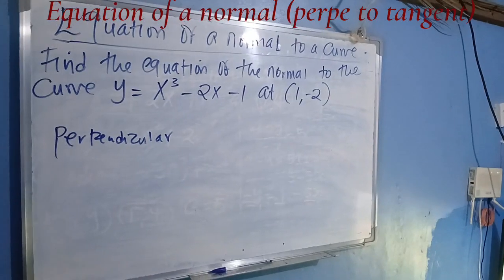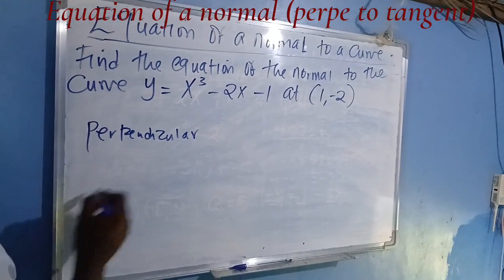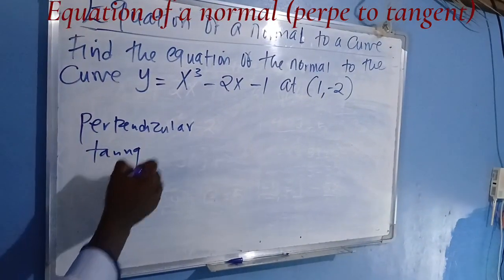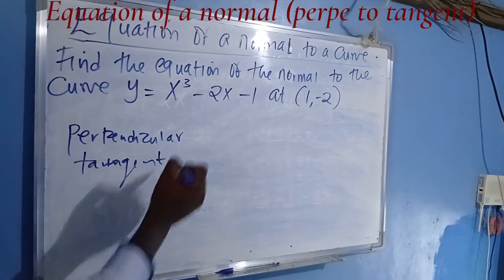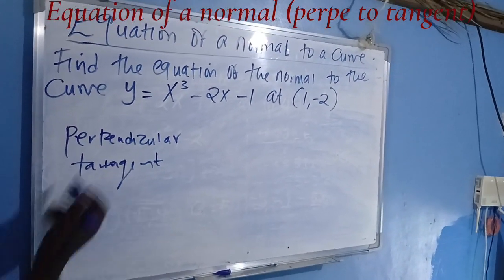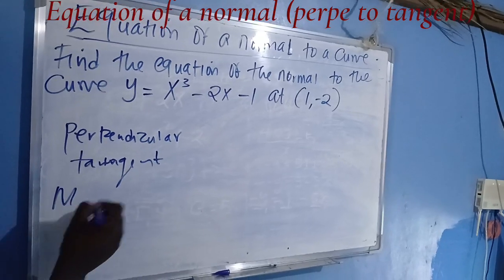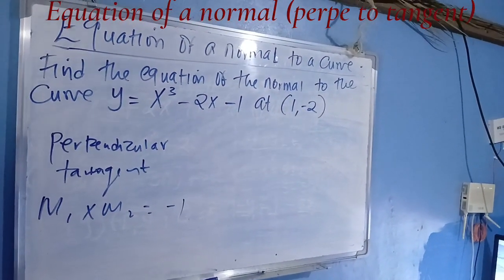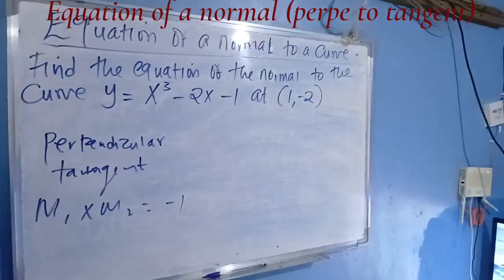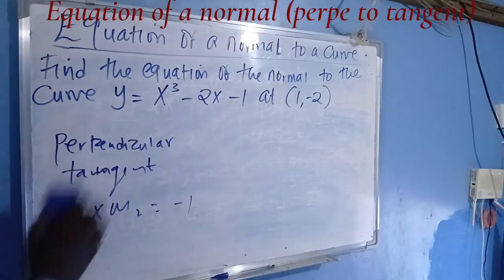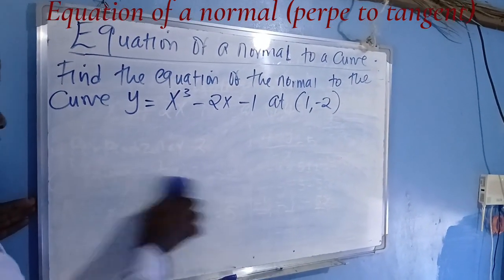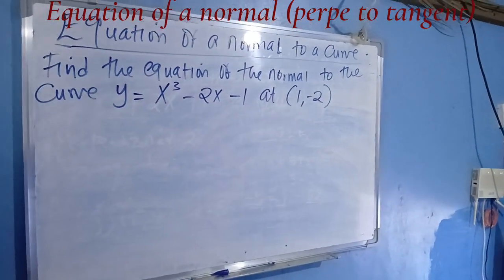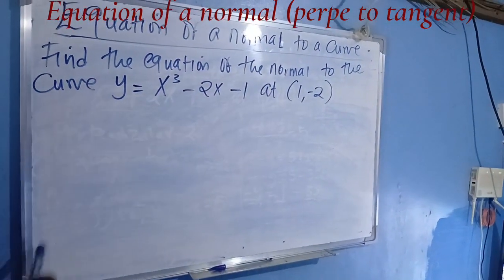Therefore, when you get the gradient function, which gives us the gradient of the tangent, we'll use the formula for finding perpendicular lines, that is m1 times m2 is equal to -1, to find the equation of the normal. So let's start by first of all finding the equation of the tangent, and then that will guide us to the gradient of the normal. So this is the equation.